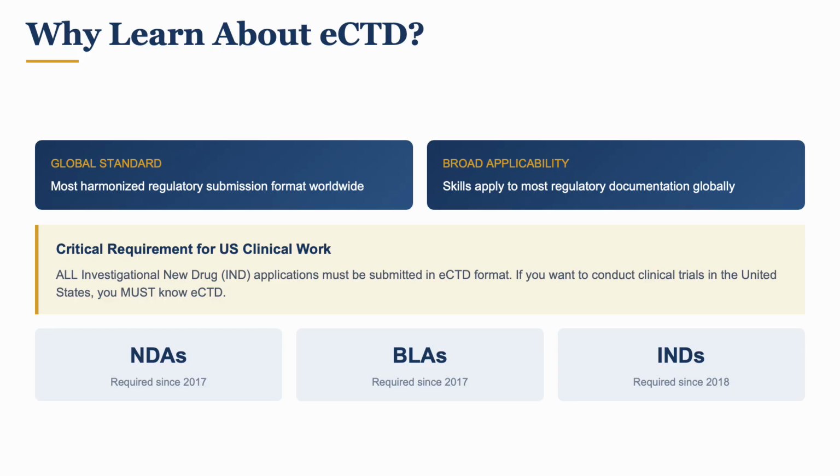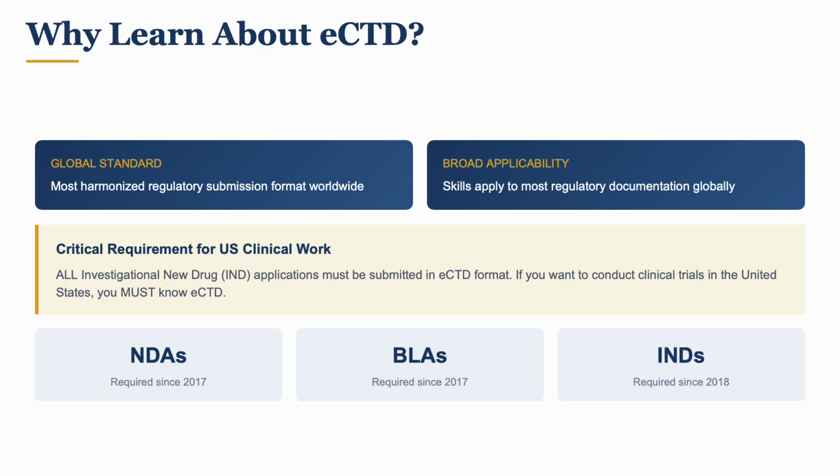Now let's discuss why mastering the eCTD is so important for your career. First, it's the most harmonized regulatory submission format in the world. Most regulatory submissions globally, even if not fully eCTD format, contain elements based on this structure. Learning eCTD gives you a broadly applicable skill set.